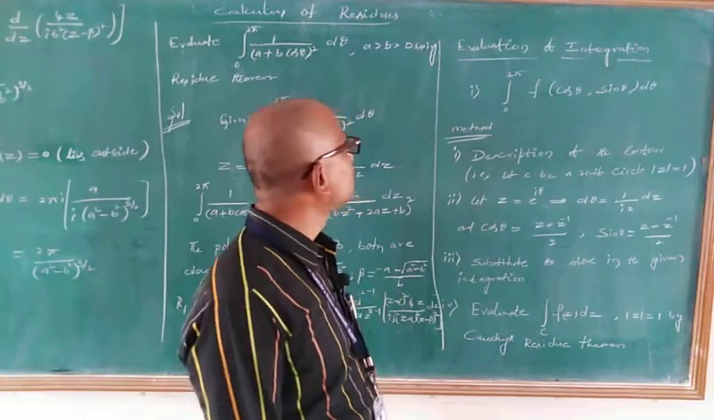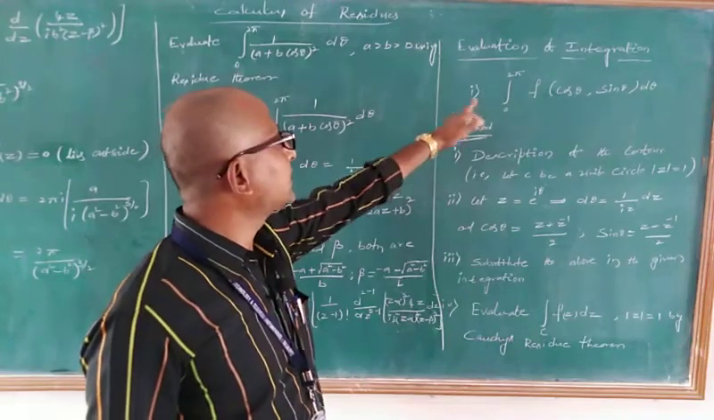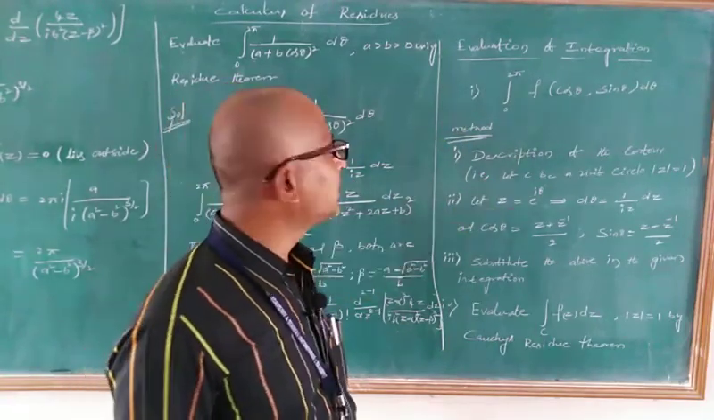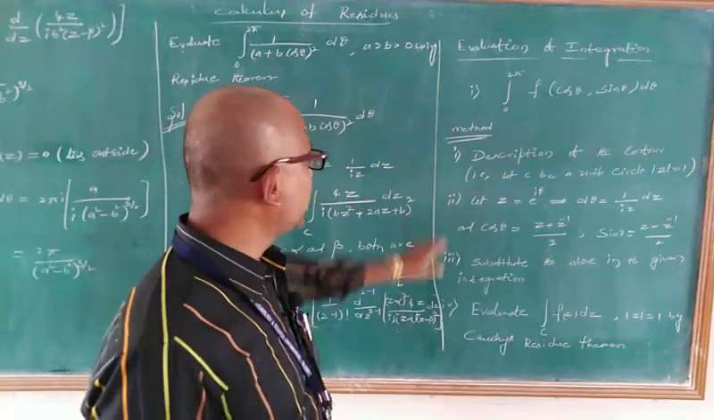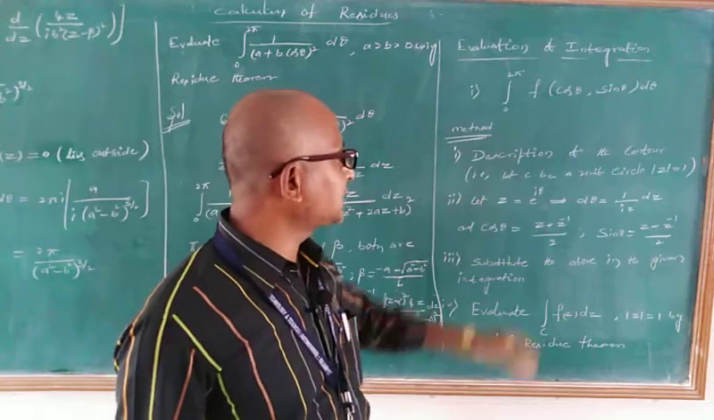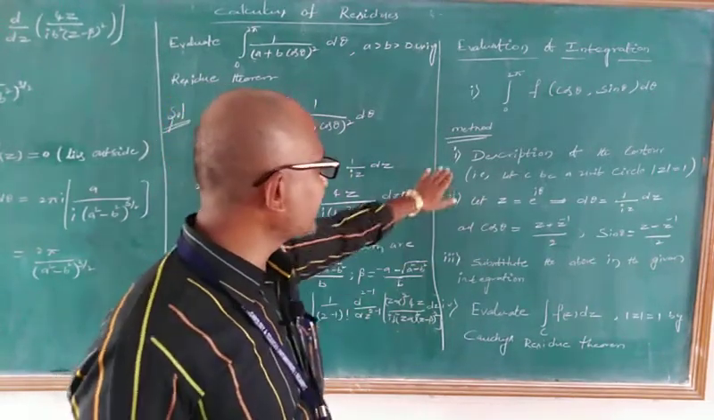Now, the topic is evaluation of integrals. Type 1: integral from 0 to 2π of f(cos θ, sin θ) dθ. Method, description of the contour: let C be the unit circle |z| = 1. That is the first point.